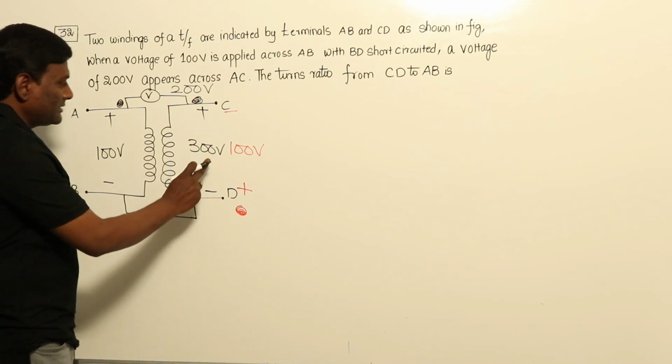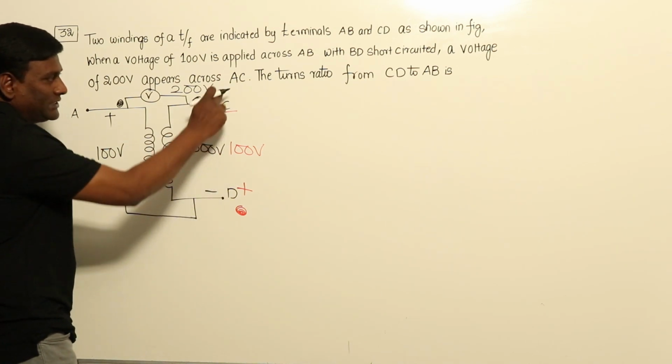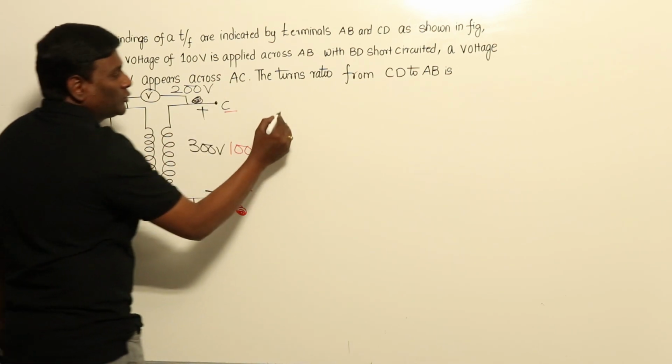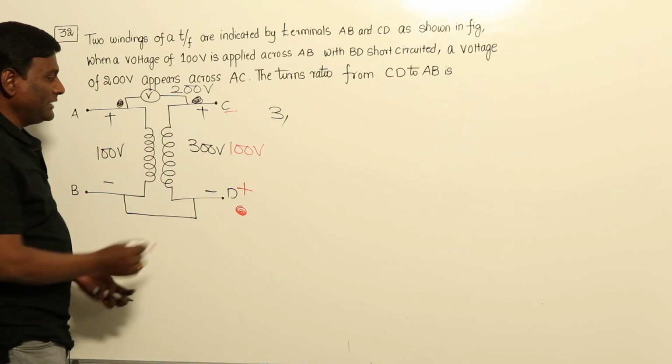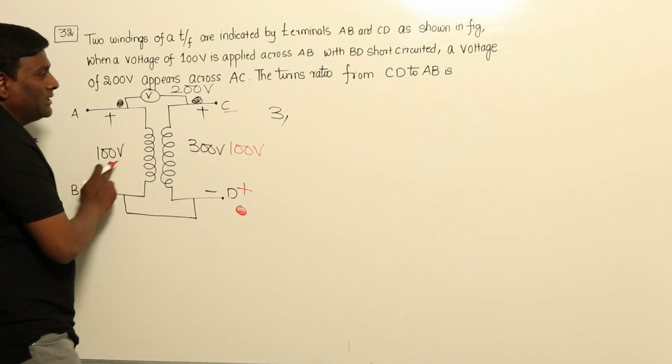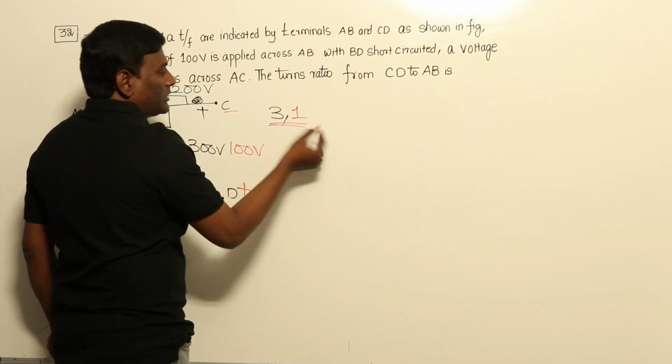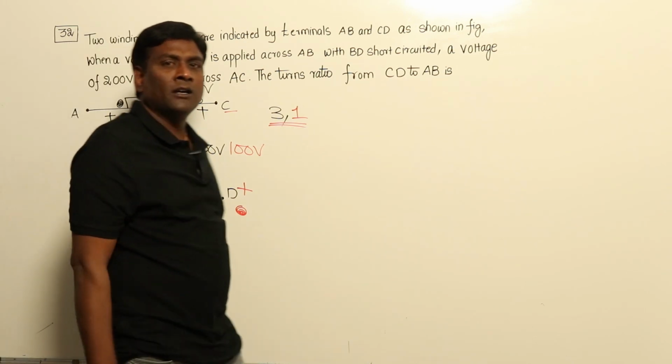So in the first case, CD to AB, 300 by 100 is going to be 3. Or in the second case, CD 100, AB 100 is going to be 1. So the turns ratio will be 3 or 1.